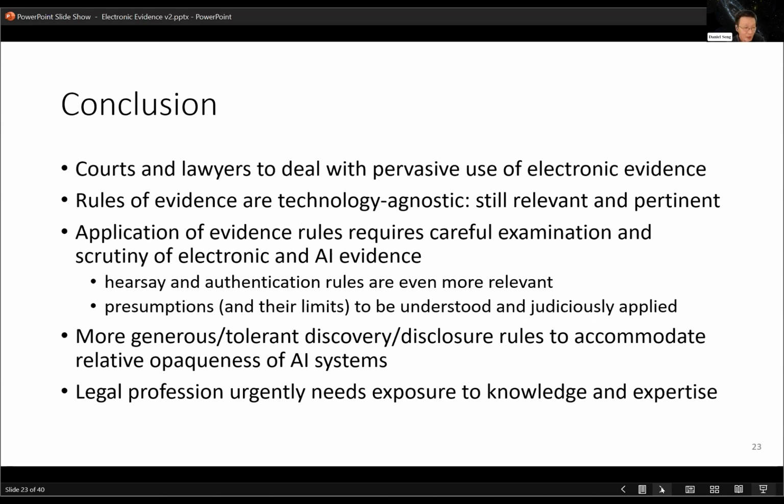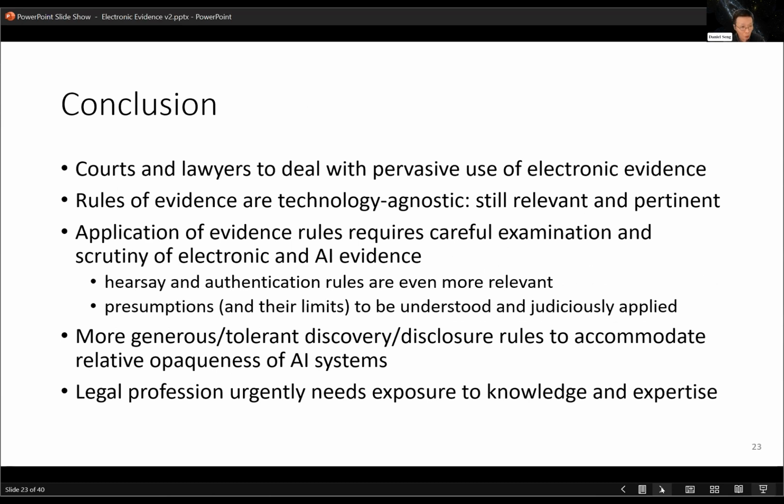But at the same time, the over-reliance on the presumptions to short-circuit the process of a careful examination of the evidence to figure out if there are problems with the system or if there are problems with the code, call for the courts and counsel to be aware of the limitations and the shortcomings of computer systems.